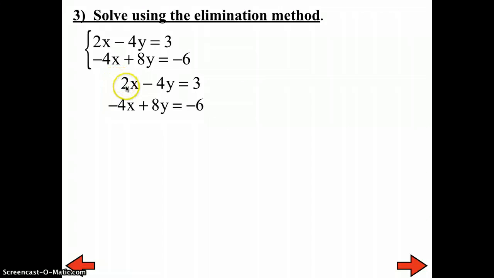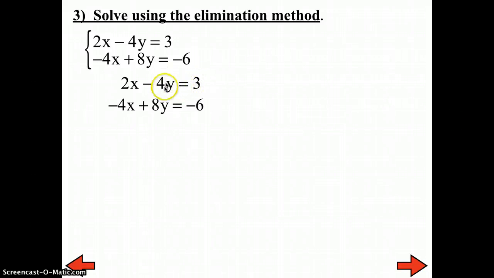So, I'm going to have to analyze. I have a 2 and a negative 4 when I'm focusing on my x terms. I notice that there is a positive and a negative, so I'm not going to have to change the signs at all. They would cancel on their own. So now I just have to ask myself, what is the lowest common multiple of a 2 and a 4? The correct answer is 4, which means I would have to manipulate the entire first equation by multiplying by 2.